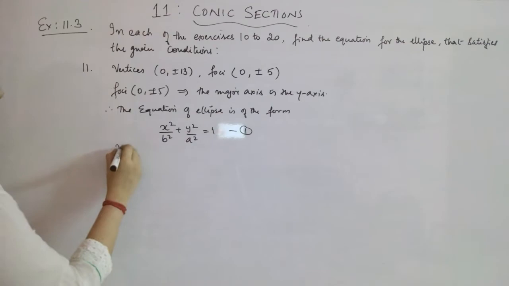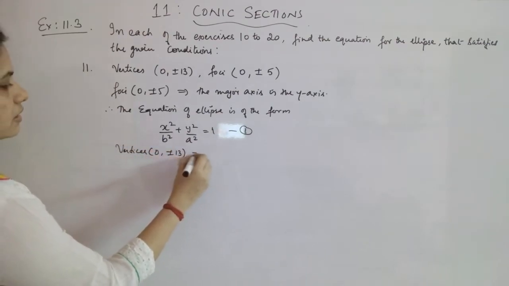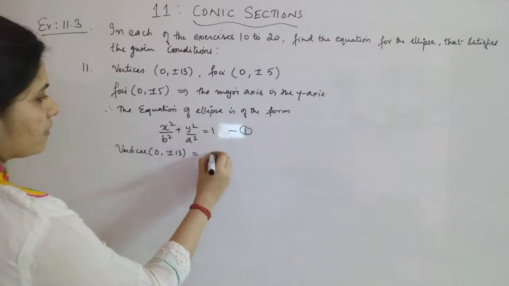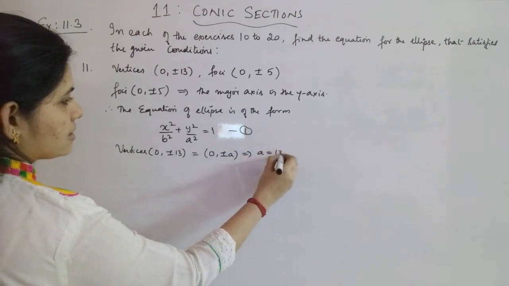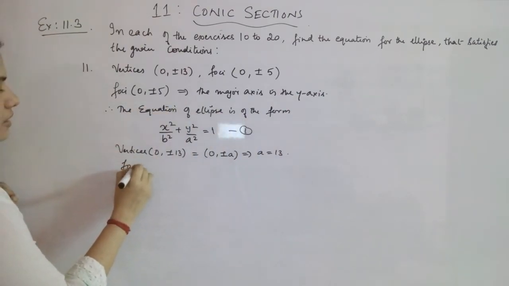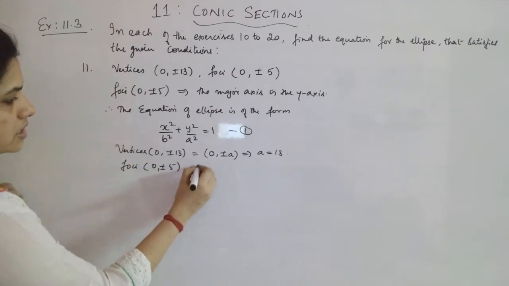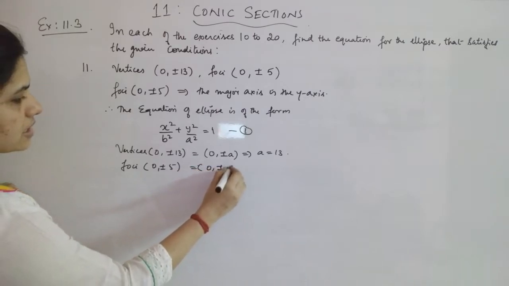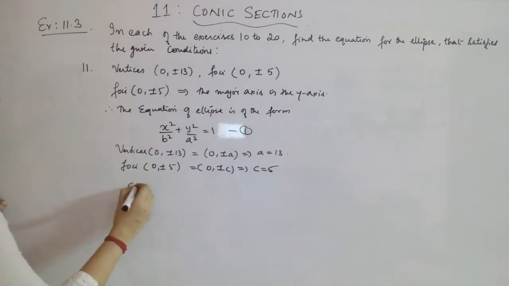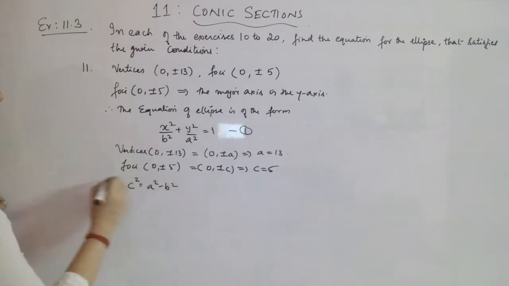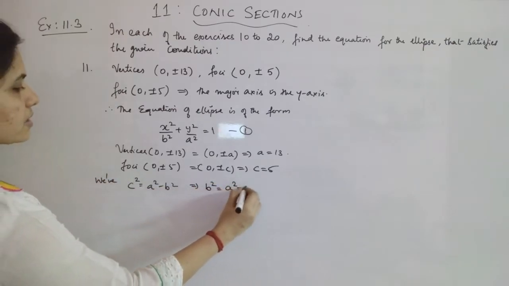A is already given, so vertices is given to be 0, plus or minus 13, which will imply that this is 0, plus or minus a. So you will have a as 13. Now foci is given to be 0 plus or minus 5, which is equal to 0 plus or minus c. So you are getting c as 5. Now you can find out what b is. Again we have c square is equal to a square minus b square, which will give you b square is a square minus c square.